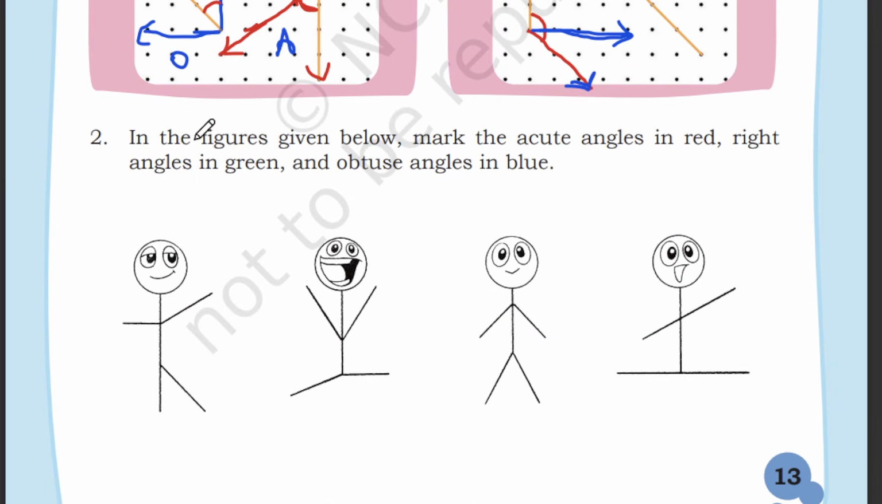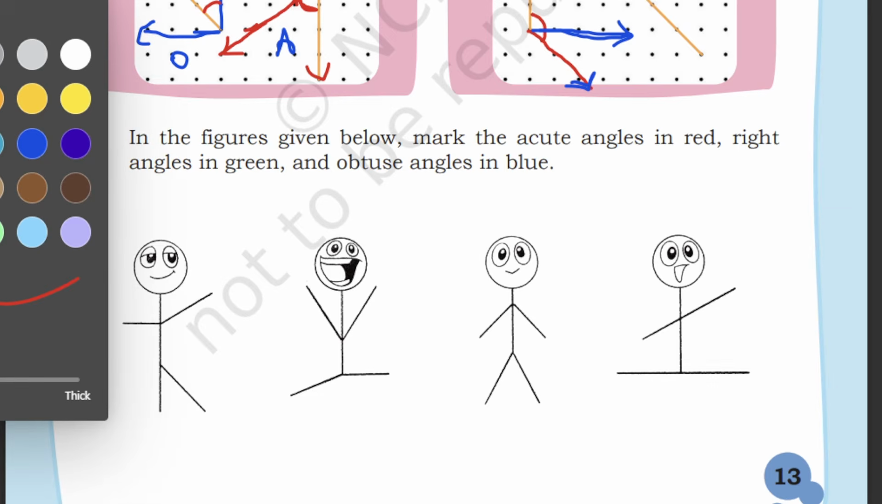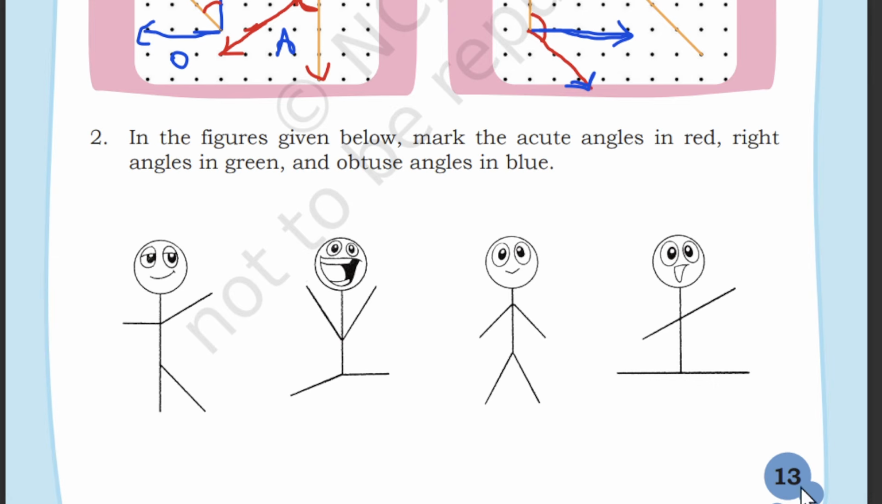Okay, in the figures given below, mark the acute angle in red, right angle in green, and obtuse angle in blue. First we will mark acute angle, which is in red color. Okay, I'm going to mark all the acute angles in red color.